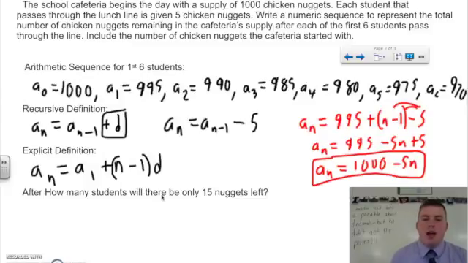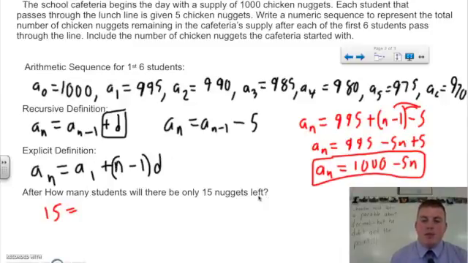Now, we are asked, after how many students will there only be 15 nuggets left? So this isn't something we're going to be plugging in for n, because n is representing the number of students. What we are looking at is the 15 is actually going to be our a sub n. So we're going to plug it in on the left. And I'm going to use the explicit formula because it will let me find the term number. If I plug it in here, I'm only going to be able to find the previous term number. I'm going to have to go back a long way to get from 15 to 970 where we left off. So I am going to go ahead and use the explicit formula.